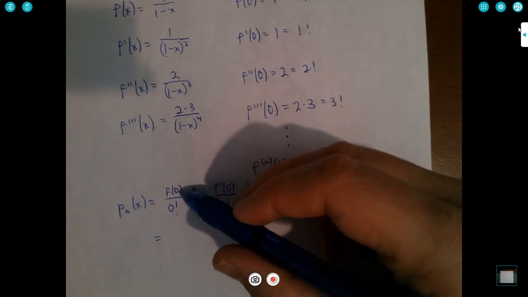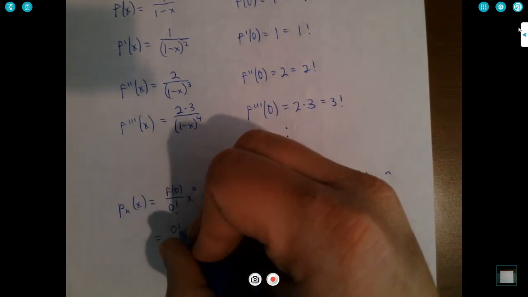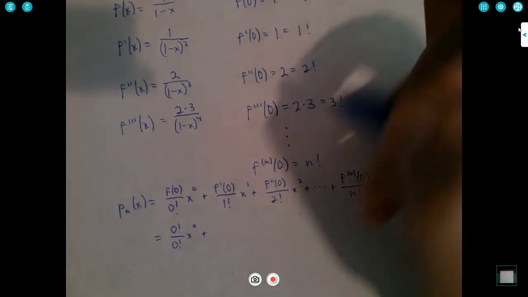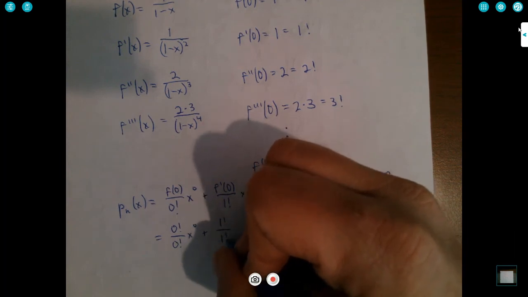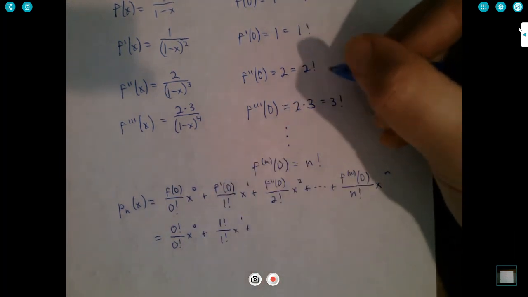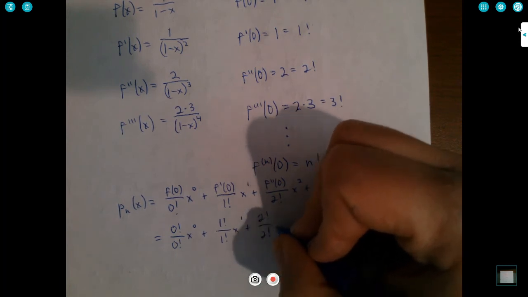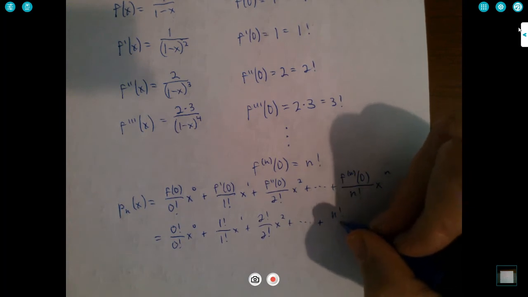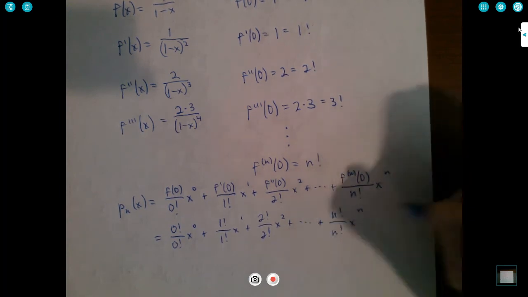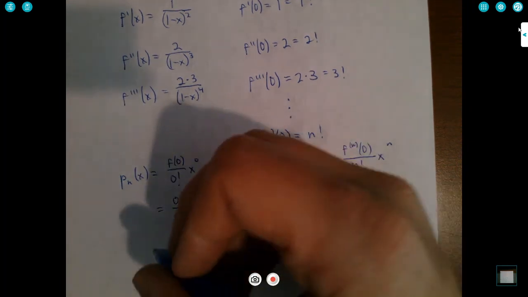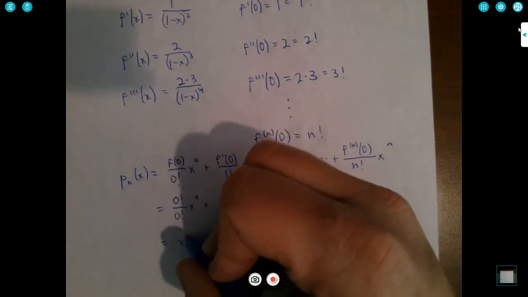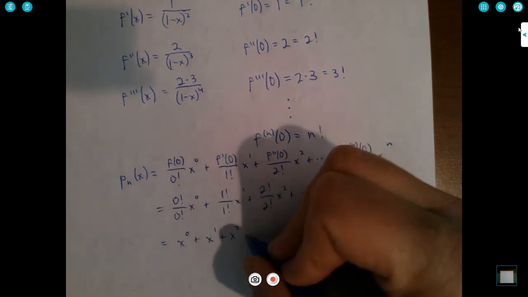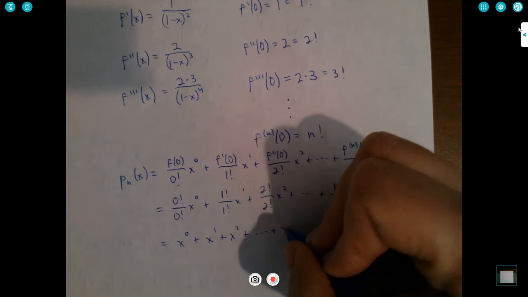Well, f of 0 was 0 factorial, right? So this is 0 factorial over 0 factorial x to the 0. F prime of 0 was 1 factorial, so this is 1 factorial over 1 factorial x to the first. F double prime was 2 factorial over 2 factorial x squared, and so forth. And so this is going to be n factorial over n factorial x to the n. Interesting. Okay, so this is just x to the 0, which I know is 1, plus x to the first, plus x squared, and so forth, up to x to the n.